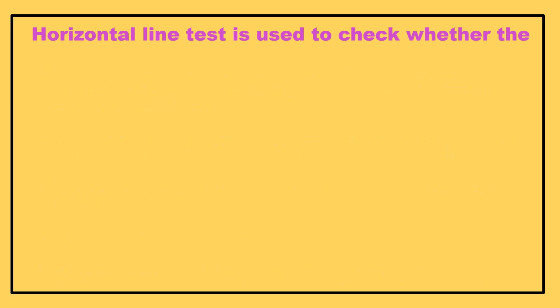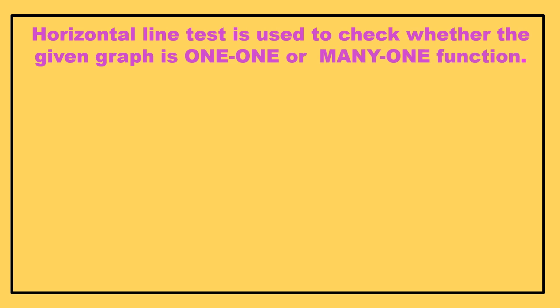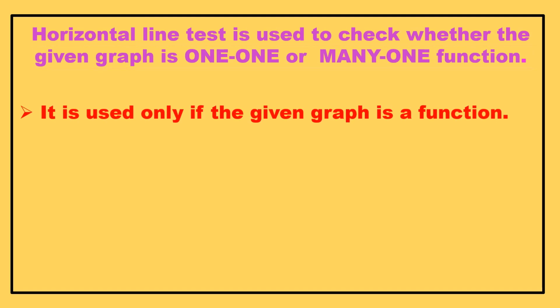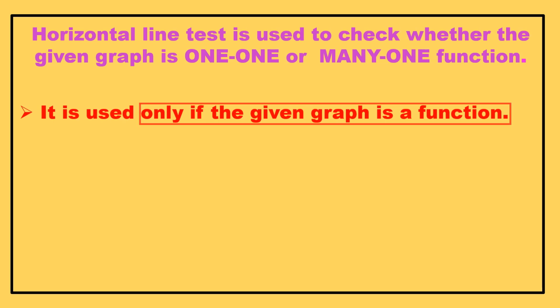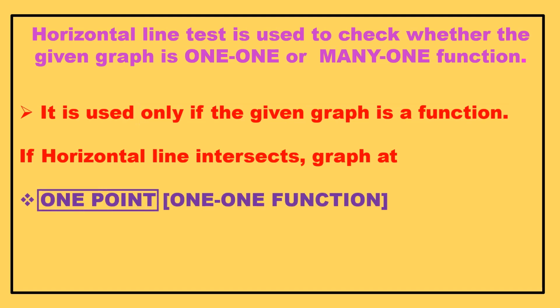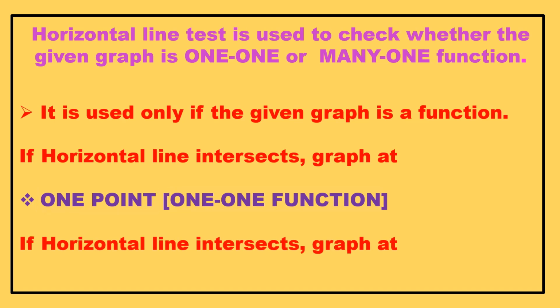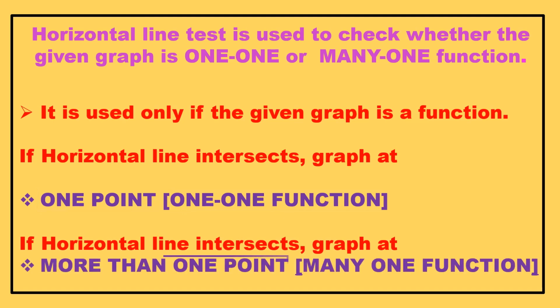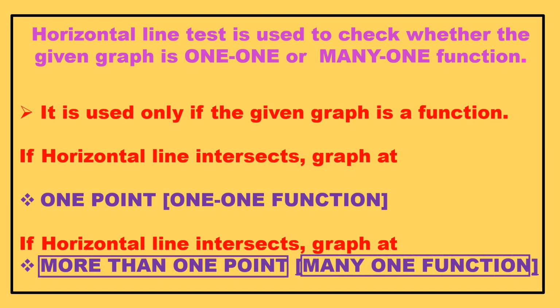The horizontal line test is used to check whether the given graph is a one-one or many-one function. It is used only if the given graph is a function. If a horizontal line intersects the graph at one point, it is a one-one function. If a horizontal line intersects the graph at more than one point, it is a many-one function.